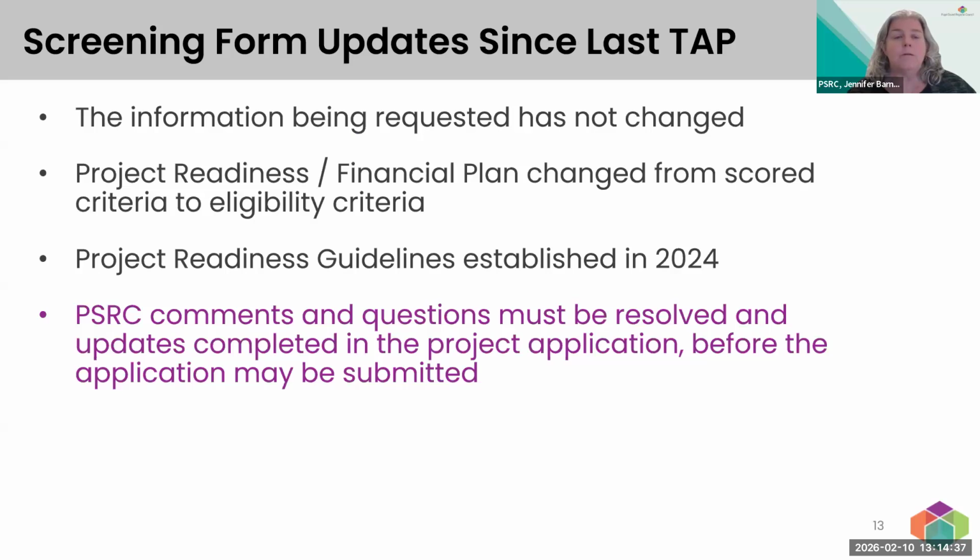All right. So for those of you who've done this before, we have some updates, but they're more in process than in content. The information that we're asking for in the screening form has not changed from prior competitions. It's all the same information that we always ask for in TAP competitions. The thing that has changed is that the project readiness and financial plan, all of the financial information that used to be a scored category in our competitions, including TAP, a couple of years ago got changed from scored criteria to eligibility criteria.